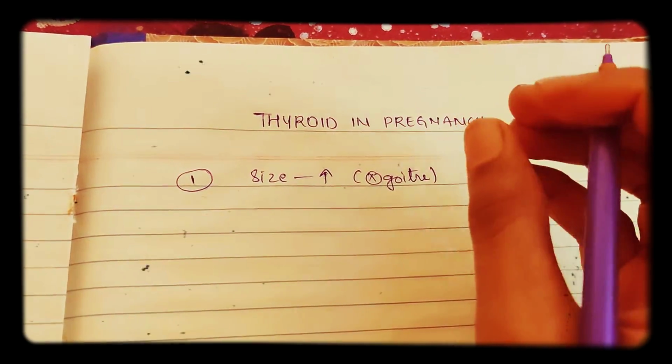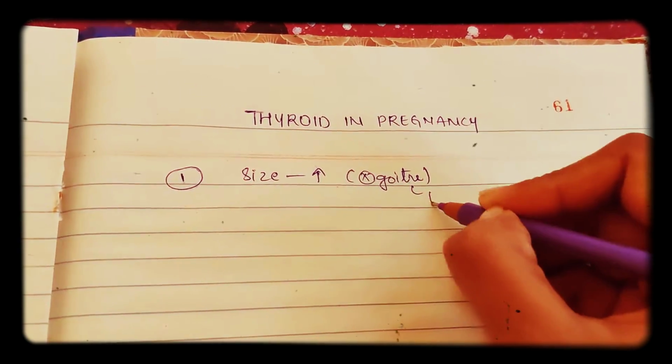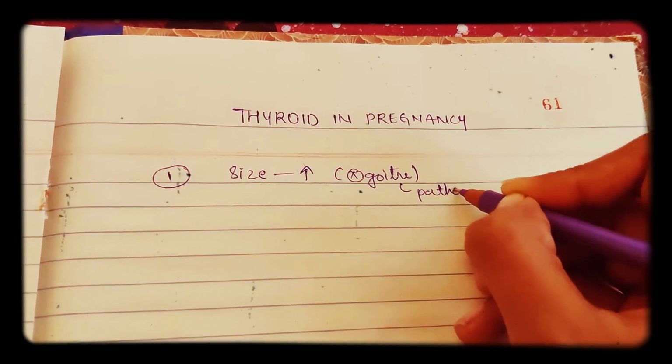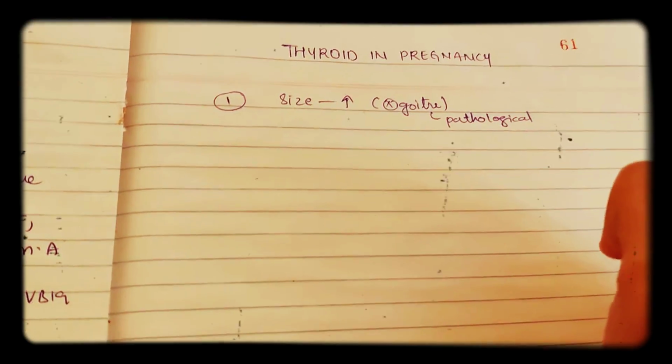But goiter is pathological. If goiter is present along with the thyroid, then goiter will be pathological. But goiter and a physiological increase in the size of the thyroid cannot be seen together.